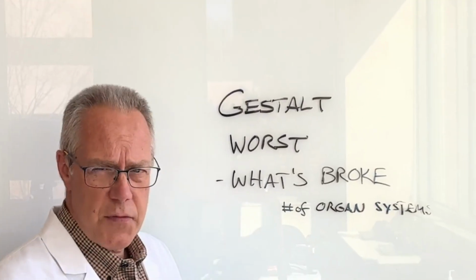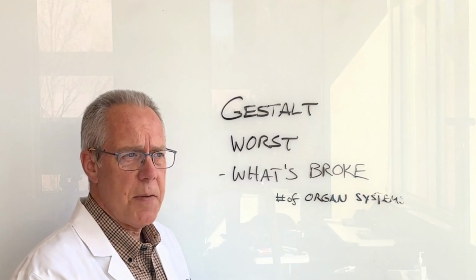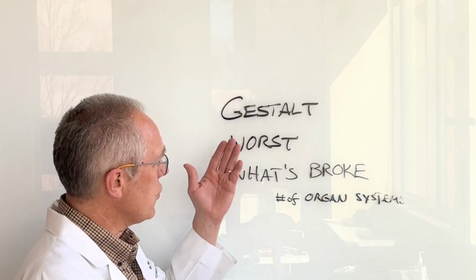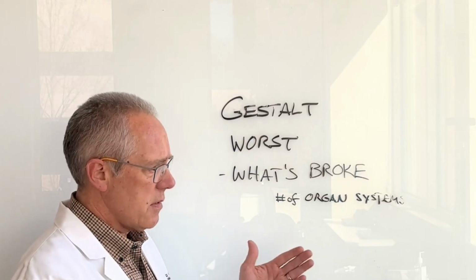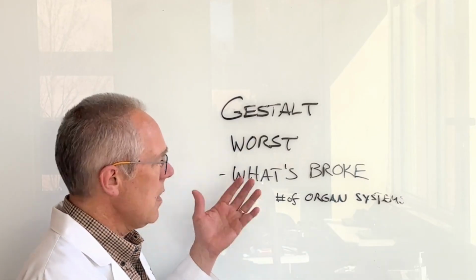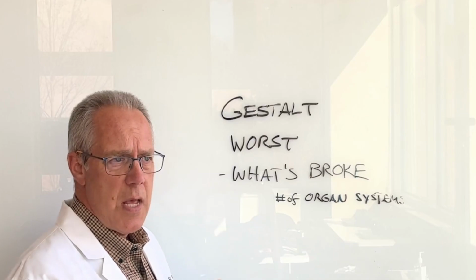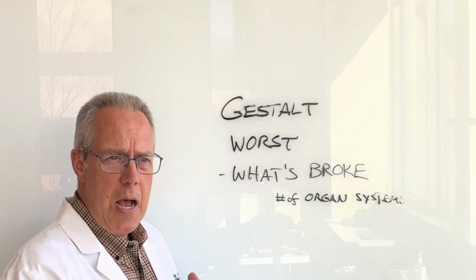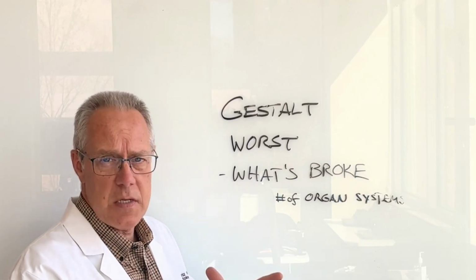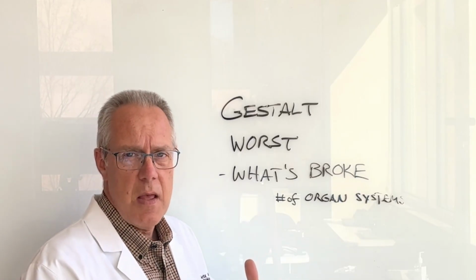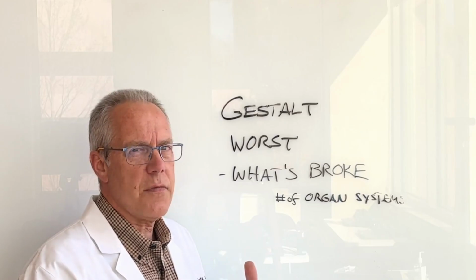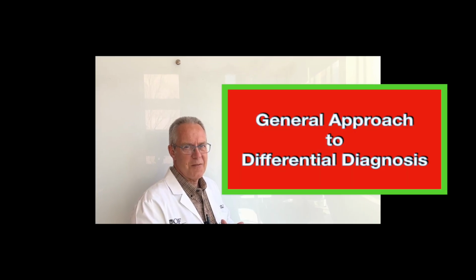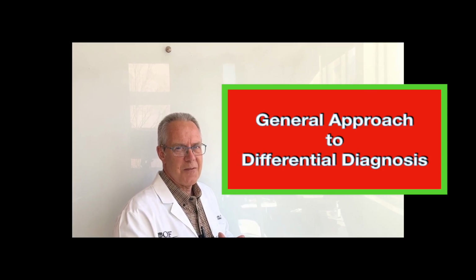When we talk about differential diagnosis in rheumatology, it's always framed within the internal medicine approach of Gestalt, checking against the pros and cons of that diagnosis, making sure you're not missing what's worse, and then going into then what actually is broke, how extensive is it? Is it single system? Is it multiple organ system? And that's how we're going to frame rheumatology differential diagnosis.